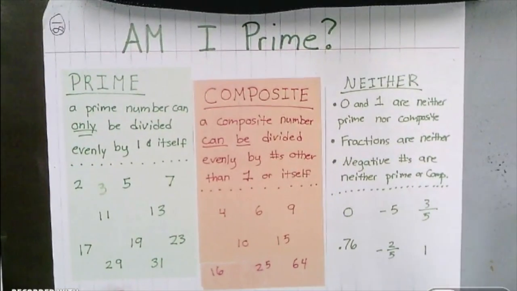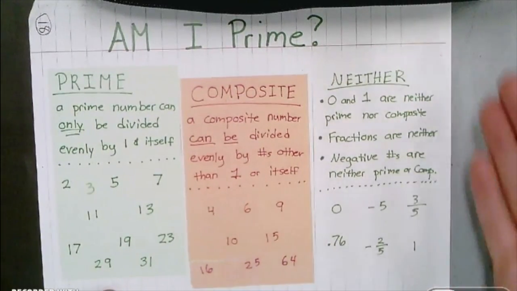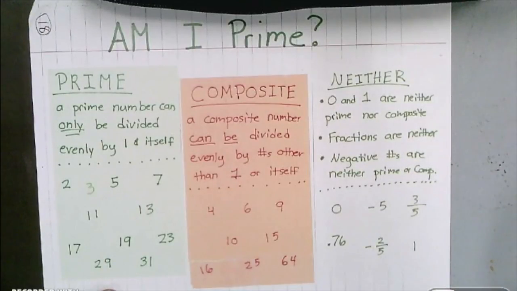Composite numbers are everything else. A composite number can be divided evenly by numbers other than 1 and itself. So 4 can also be divided by 2. 6 can also be divided by 2 and 3. 9 can also be divided by 3. 15 can also be divided by 5. You get the point. And then finally, neither. The numbers 0 and 1 are neither prime nor composite. Fractions are neither. And negative numbers are neither prime nor composite.